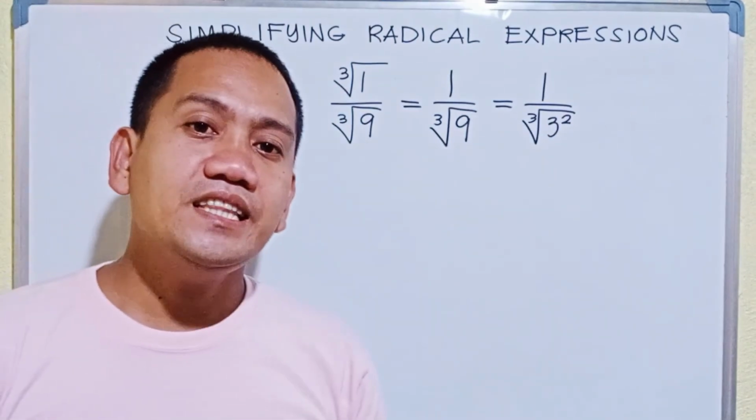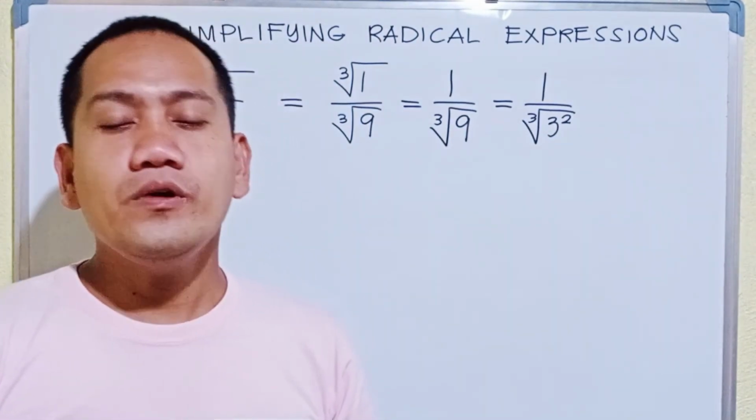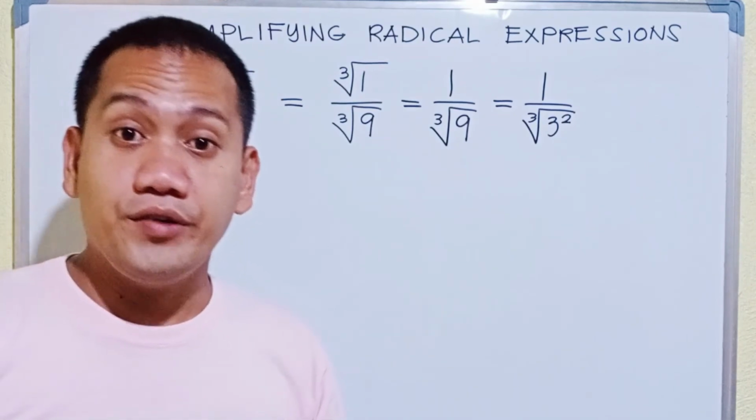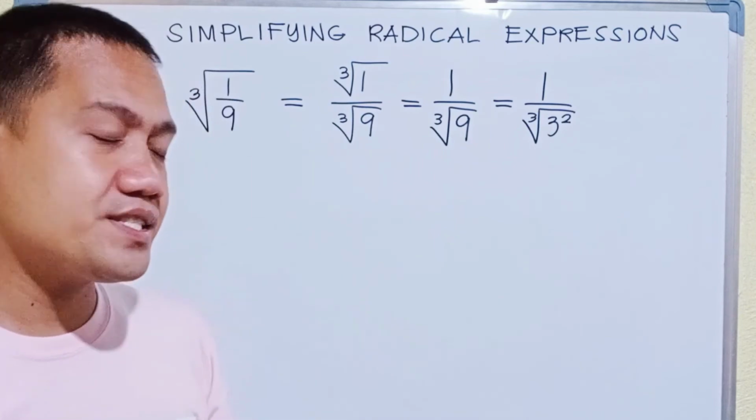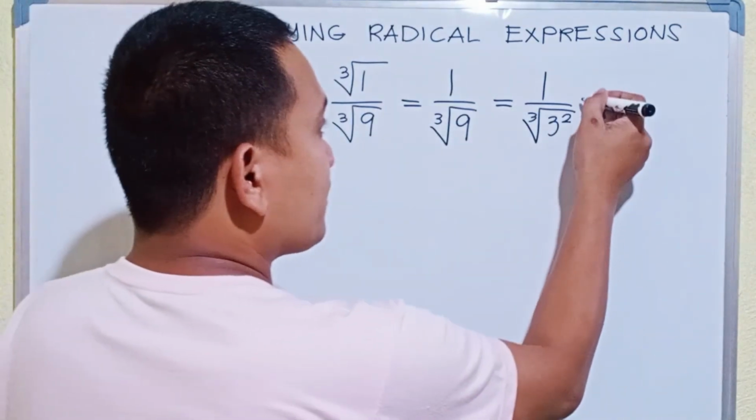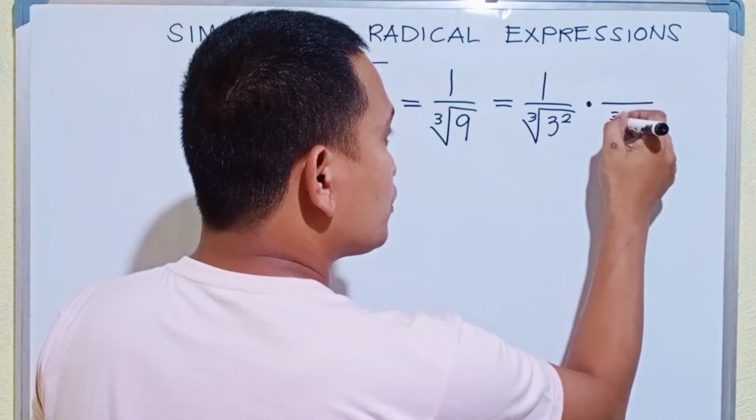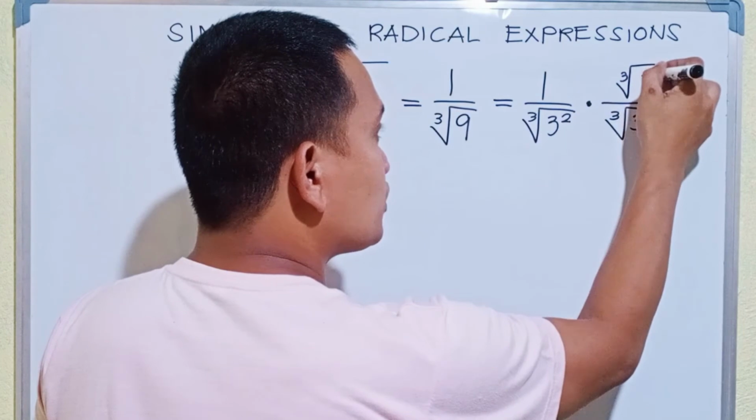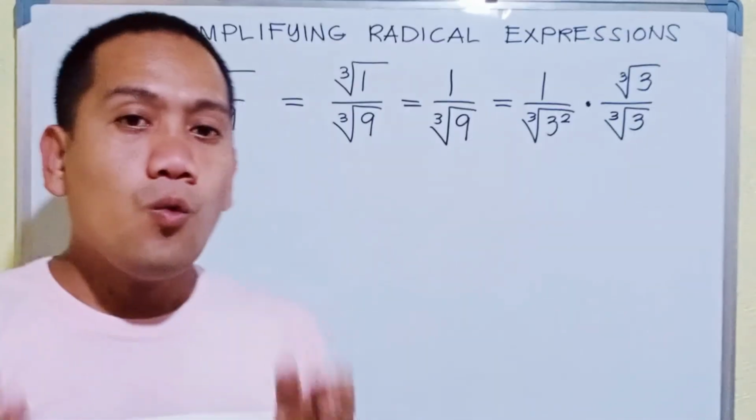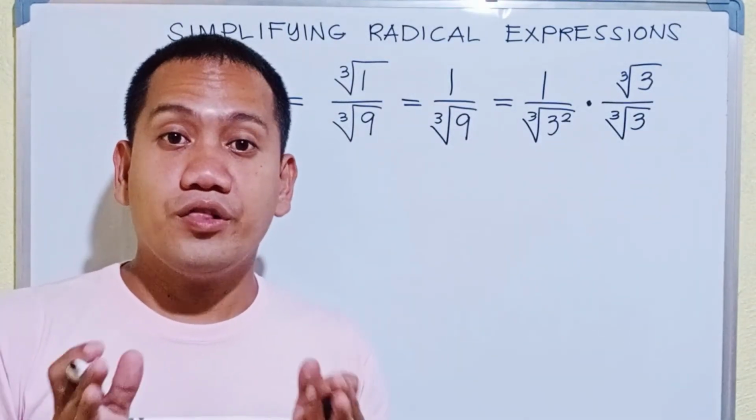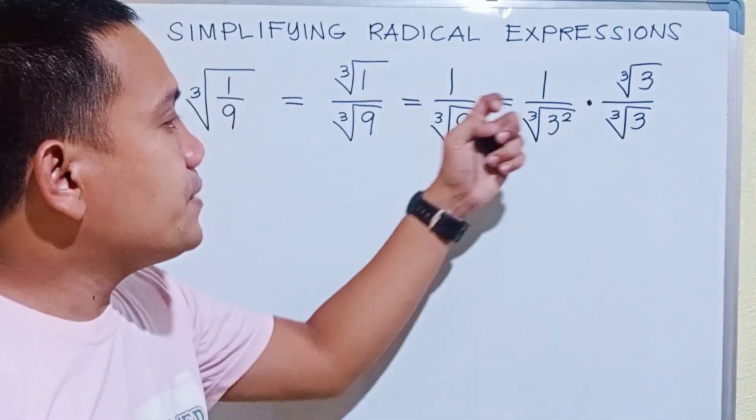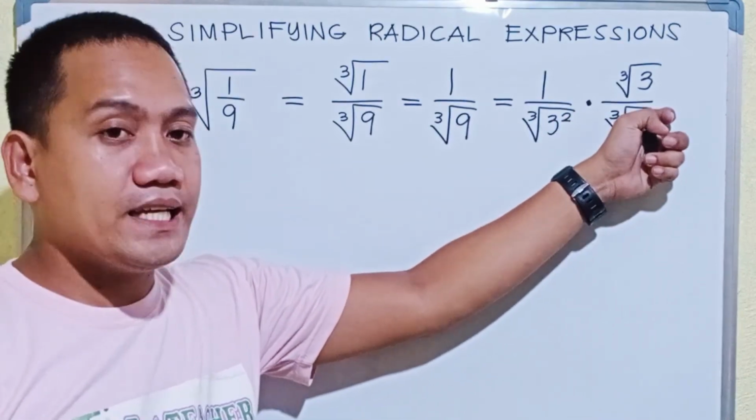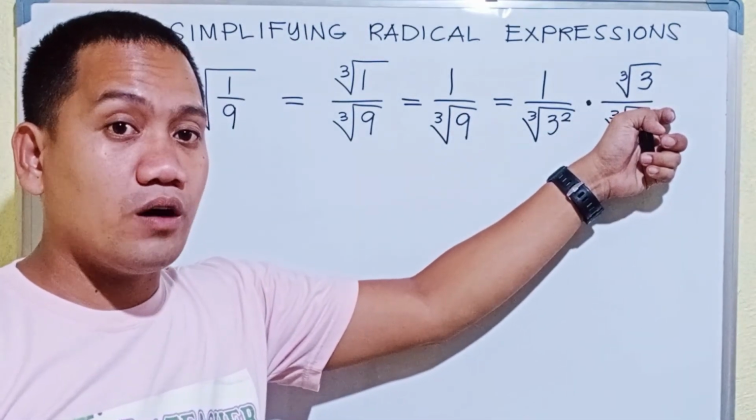So applying the product of a power, we will think of a number to be multiplied to 3 squared to make it 3 cubed. From this certain step, we will think of a number, and that number is cube root of 3. So it will be multiplied both in the numerator and in the denominator. Why did I choose cube root of 3? Because applying the product of a power, wherein we will be adding the exponents of our radicand, that leads us to a sum of 3.